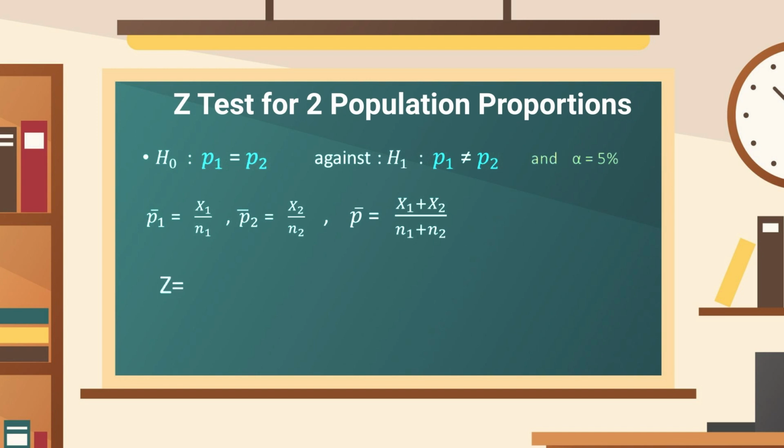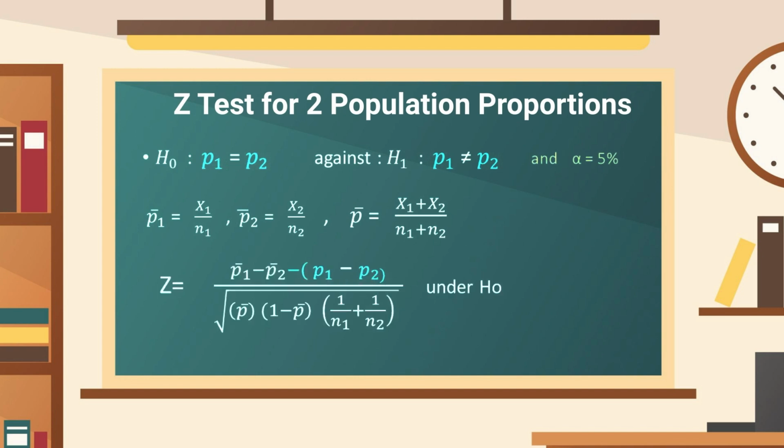Now in this case the Z test to be applied is P1 bar minus P2 bar minus (P1 minus P2), divided by the standard deviation of P1 bar minus P2 bar, which is equal to the square root of P bar into (1 minus P bar) into (1 over N1 plus 1 over N2). Now we compute the Z value under the null hypothesis, meaning assuming the null hypothesis is true. P1 bar we have already calculated, P2 bar we have already calculated, P bar we have already calculated, N1 and N2 we know, so we plug in the values to get the value of Z.